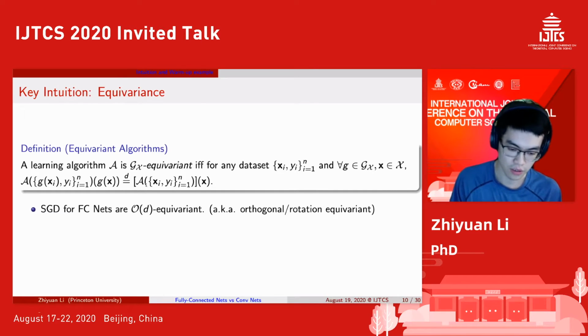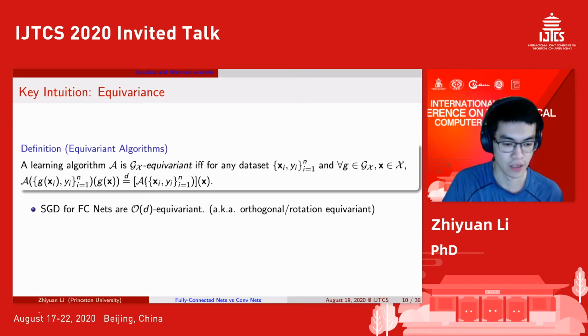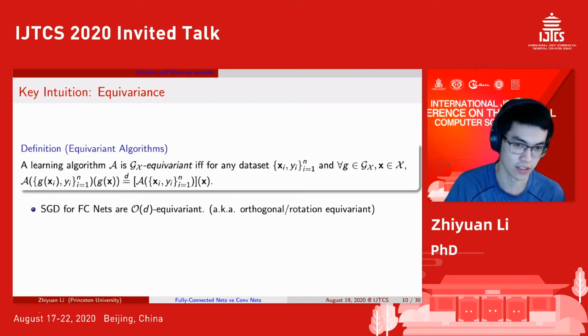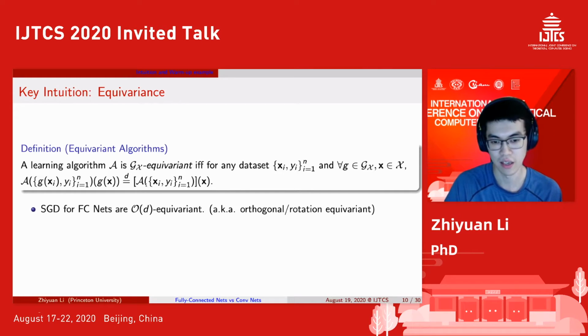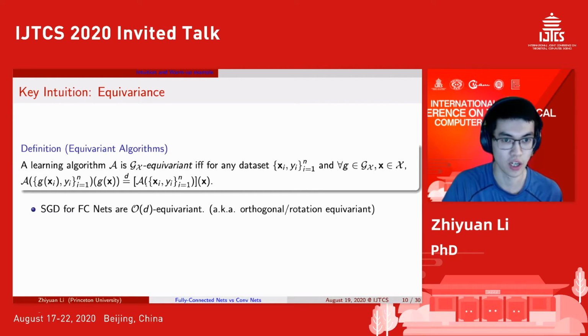Okay, so to give you an example, let's say G_X is the permutation group. A learning algorithm A being permutation equivariant means if you permute the features in your training dataset and test dataset, you're going to get the same test accuracy and the exact correctness for each sample in the test dataset, which sounds very natural and obvious. However, this kind of natural and obvious condition can indeed lead to sample complexity lower bounds.